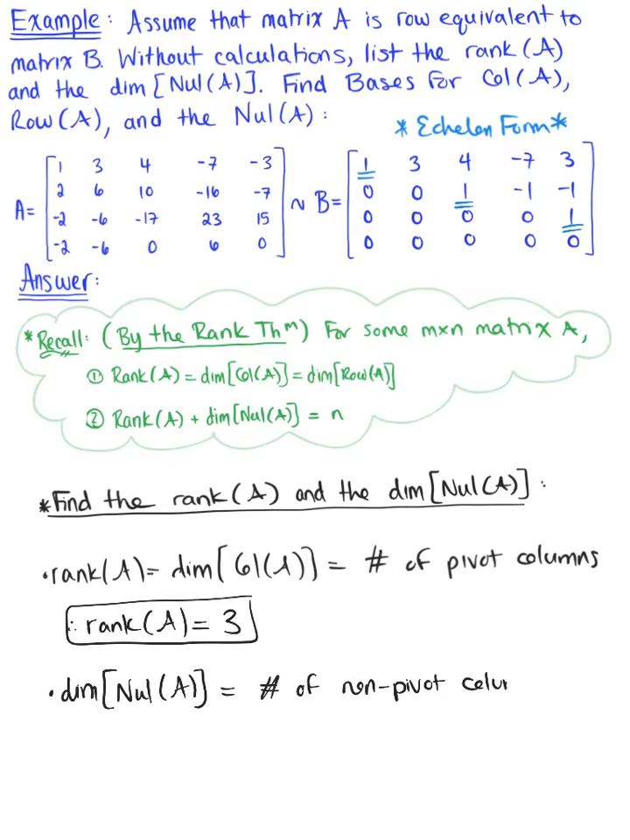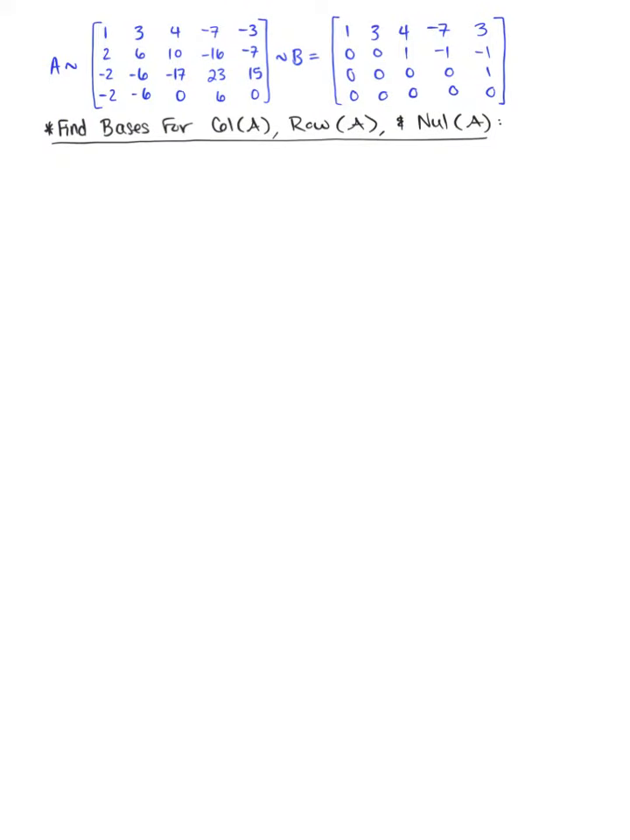So if we look at our matrix A here, we have a 4 by 5 matrix. So there are 5 columns total. 3 of those columns are pivot columns, which means that the dimension of the null space is 5 minus 3, leaving us with 2 non-pivot columns. And so we're ready now to go ahead and find the bases for the column space of A, the row space of A, and the null space of A.